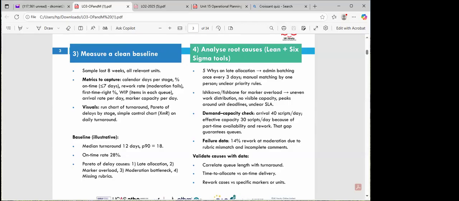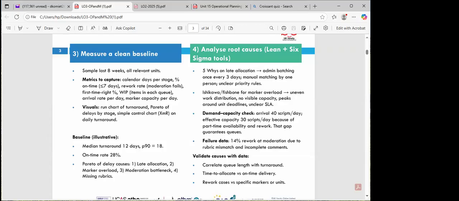These are proper project management tools, a simple control chart for daily turnaround. Then you have to analyze the root causes, using Lean plus Six Sigma tools. Why late allocation: admin batching once every 3 days, manual matching by one person. Ishikawa, yes, Ishikawa fishbone.